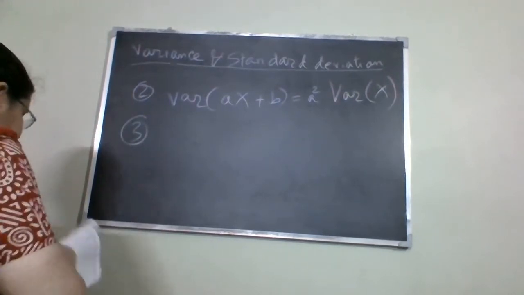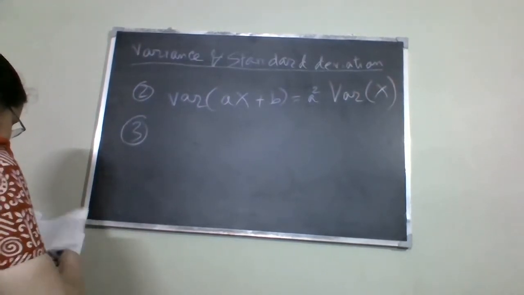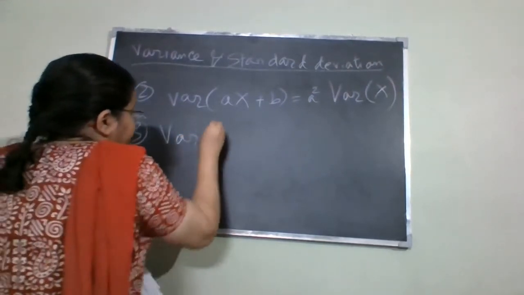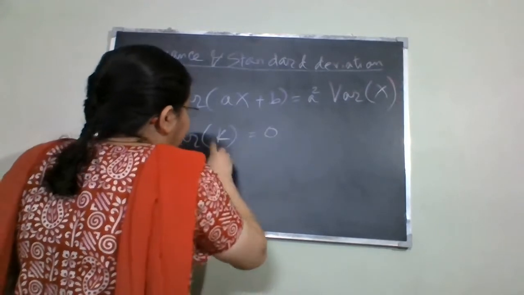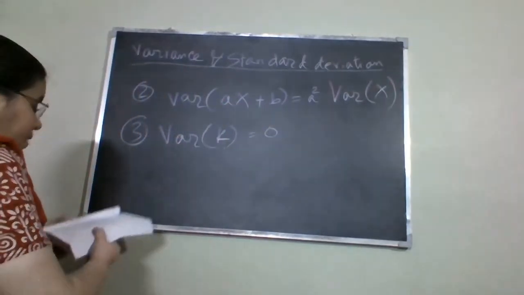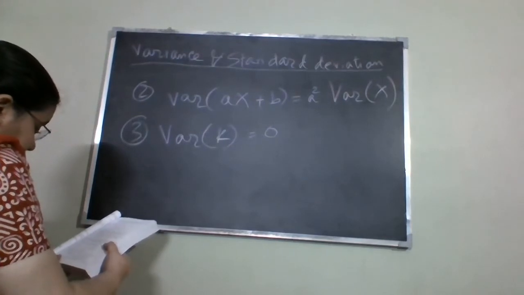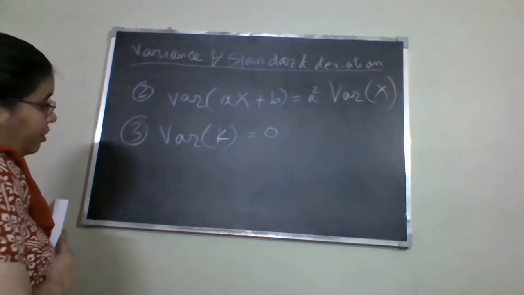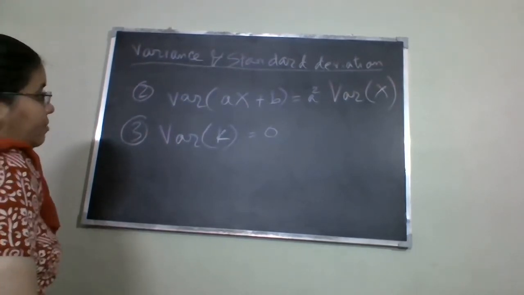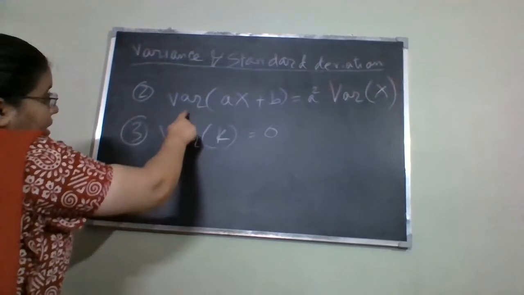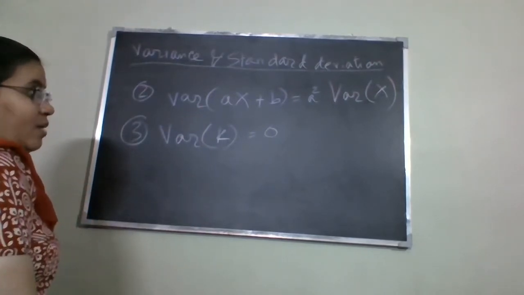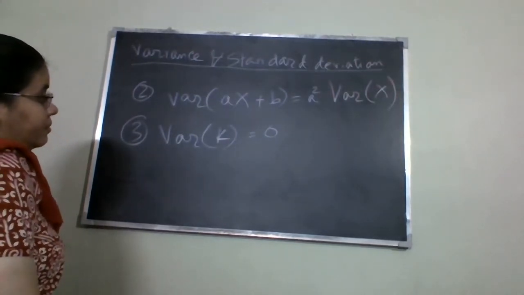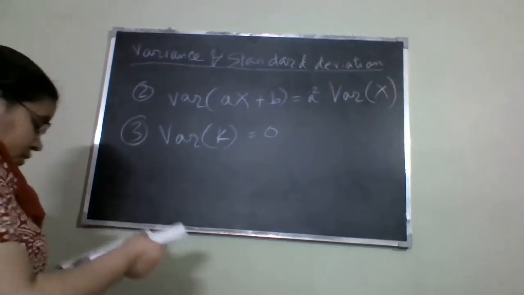Theorem number 3: Var(k) is equal to 0, where k is a constant. a was also a constant. So these are the 3 theorems. Theorem number 4 is not necessary for now. So these are the 3 theorems you have to remember. First one is already written. The second one is Var(aX plus b) equals a squared Var X, and the third one is Var(k) equals 0. You don't need the proofs.